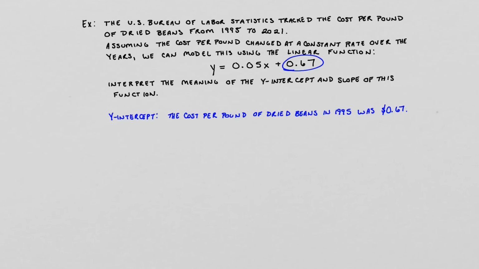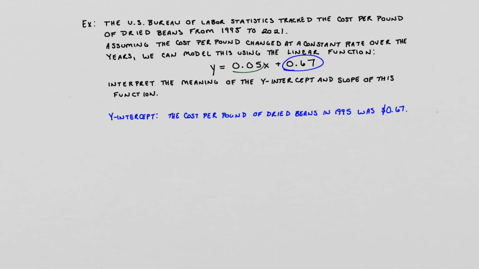67 cents. Now, in case you're wondering, well, obviously people were purchasing and using dried beans well before 1995. That's true, but our model is just starting to look at things in 1995. So this is why our starting point, or our y-intercept, is also going to be tied to that year.